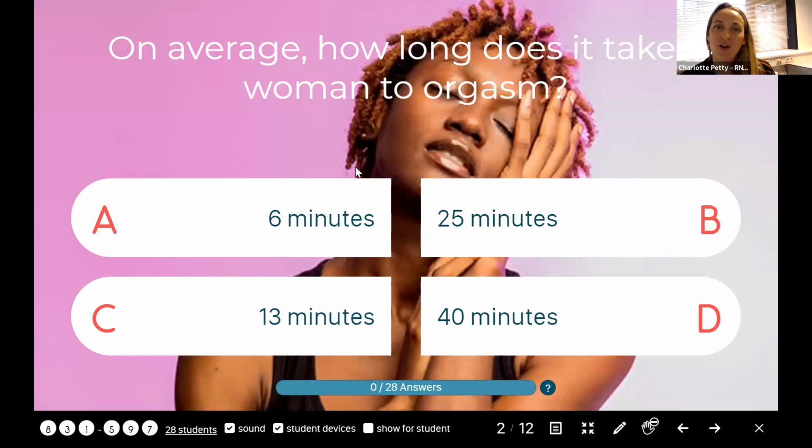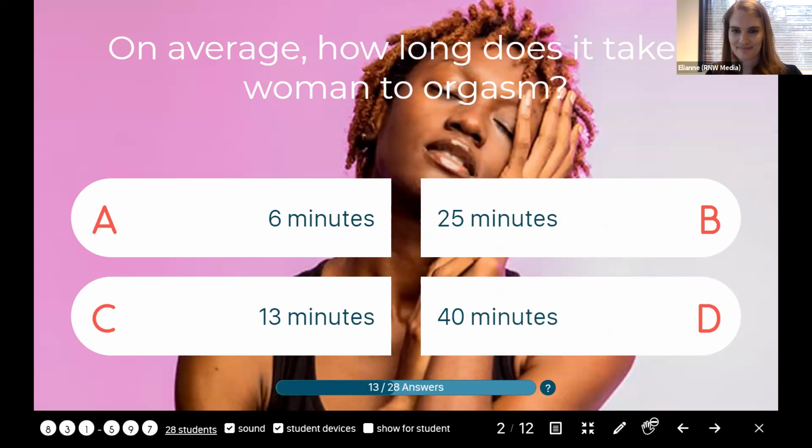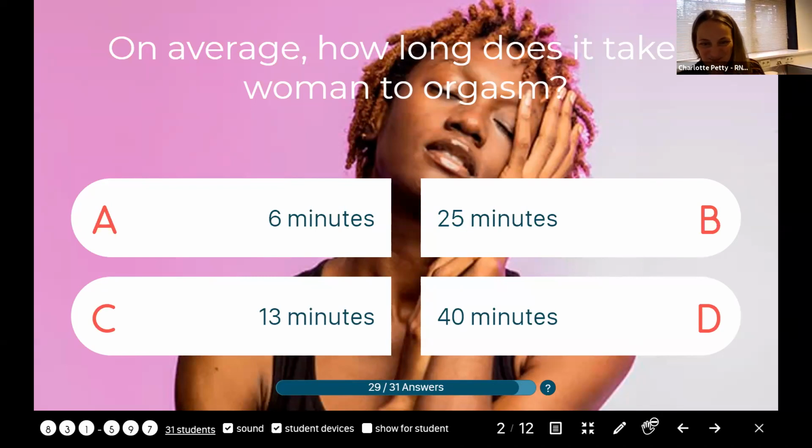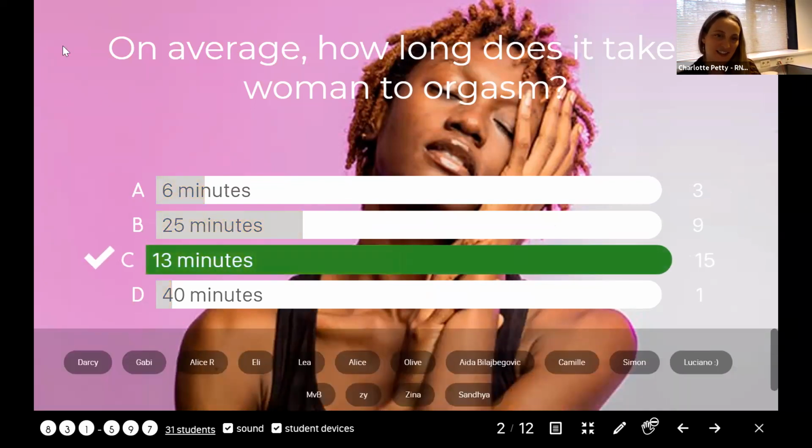So here goes. On average, how long does it take for a woman to orgasm? A, 6 minutes, B, 25 minutes, C, 13 minutes, or D, 40 minutes? Answers rolling in. The sound is so pressuring, the TikTok sound. In their mind, I see. All right. So how long do they have? So, you get points for speed and for the correct answer. Oh, you get points for speed. You should have started by saying that. Yeah, exactly. Okay, gonna move on now. One more person left to go. Yes. And the correct answer is, I see most of you got it right. C, 13 minutes.